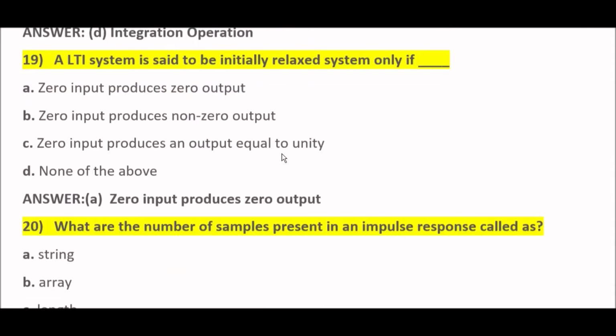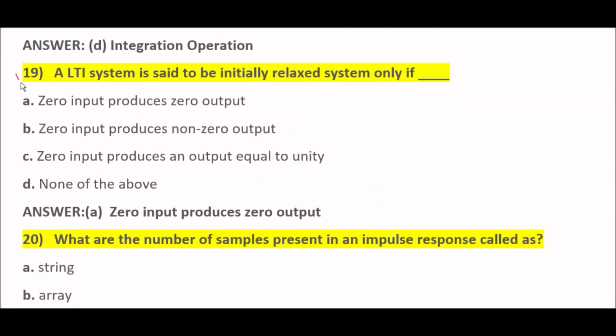Okay, next question. An LTI system is said to be initially relaxed only if... the correct answer here is option A: only if zero input produces zero output. Okay, so an LTI system is said to be initially relaxed only if zero input produces zero output.